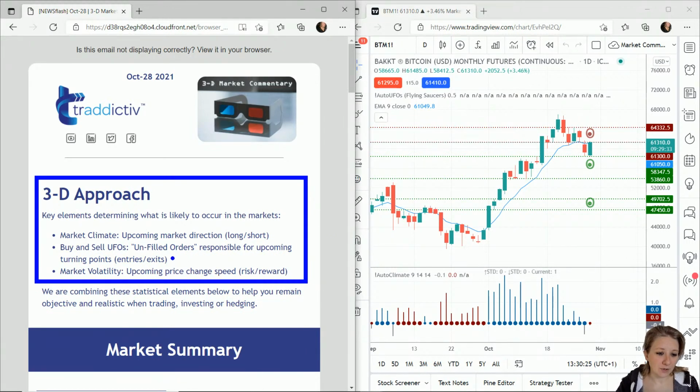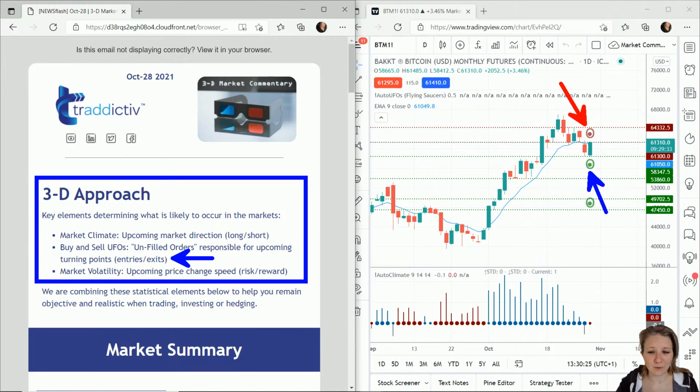Now the second question might be, if I'm going to buy, where should I buy? If I'm going to sell, where should I sell? And again, we use an app to help us. It's called AutoUFOs. And this shows us, with the green ones, where buyers are. With the red ones, they show us where sellers are.